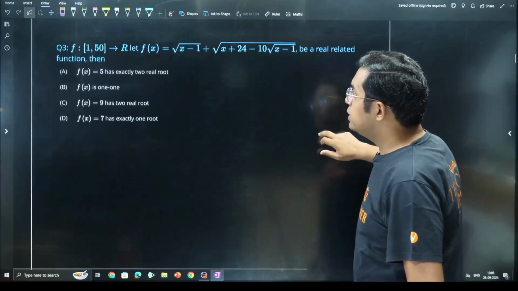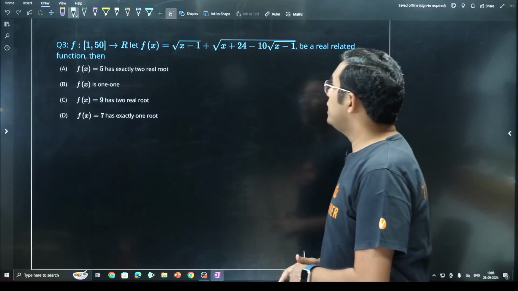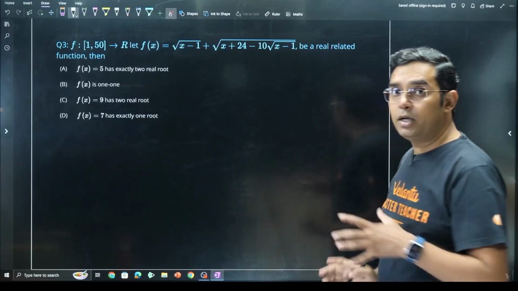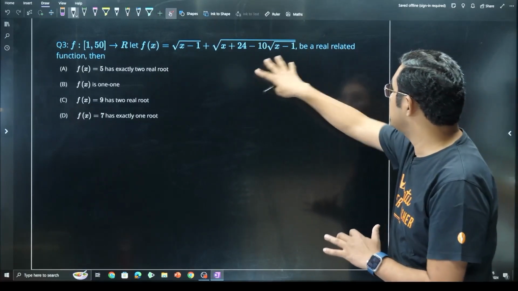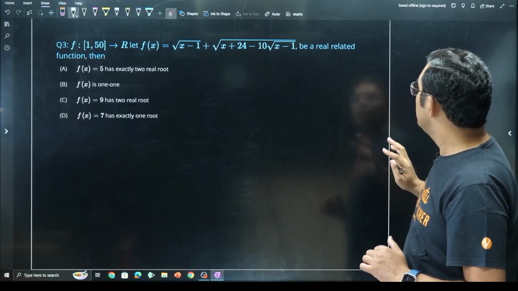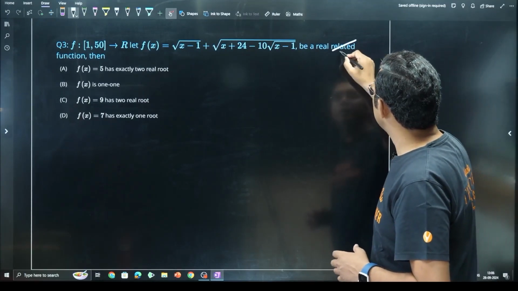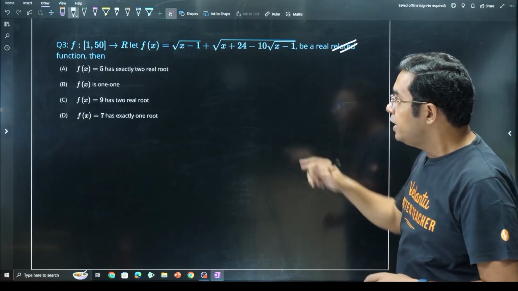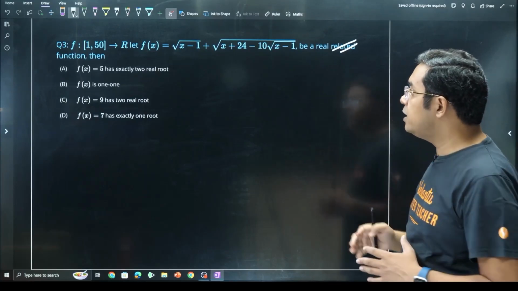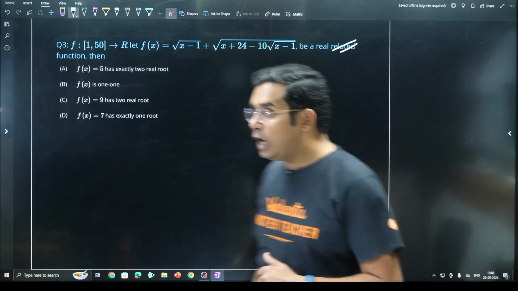Yeah, this question is from functions. We are given that f(x) is equal to under root of x minus 1 plus under root of this expression, be a real function. Then we have to find, for f(x) equal to 5, it has 2 real roots, and so on. Let us see how this can be done.